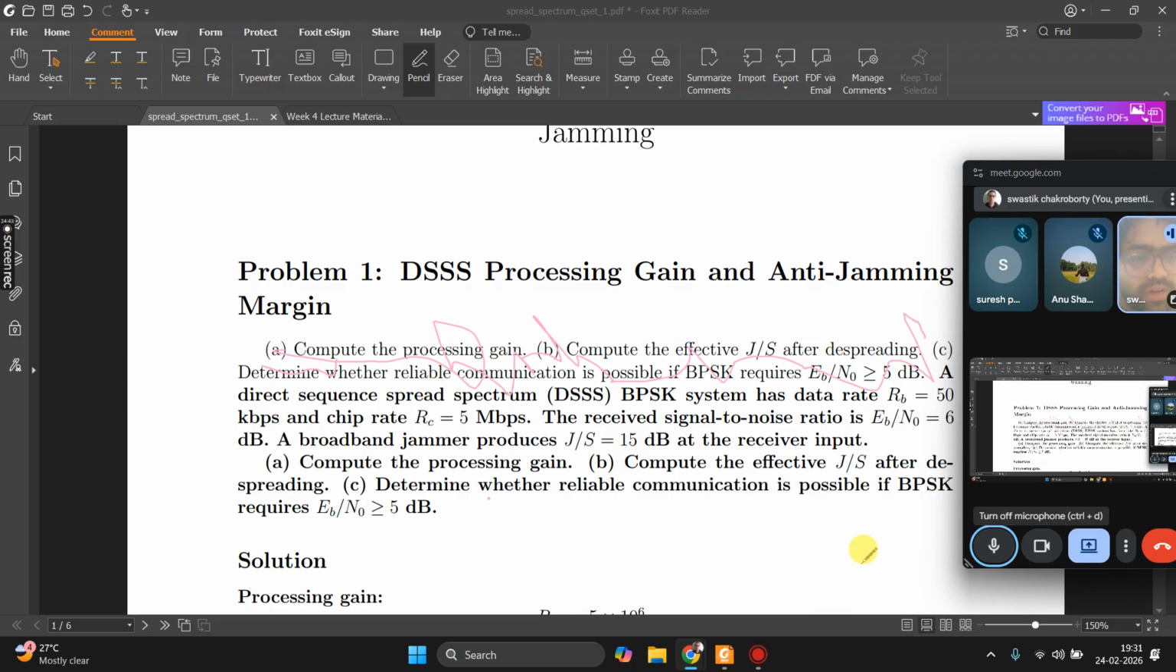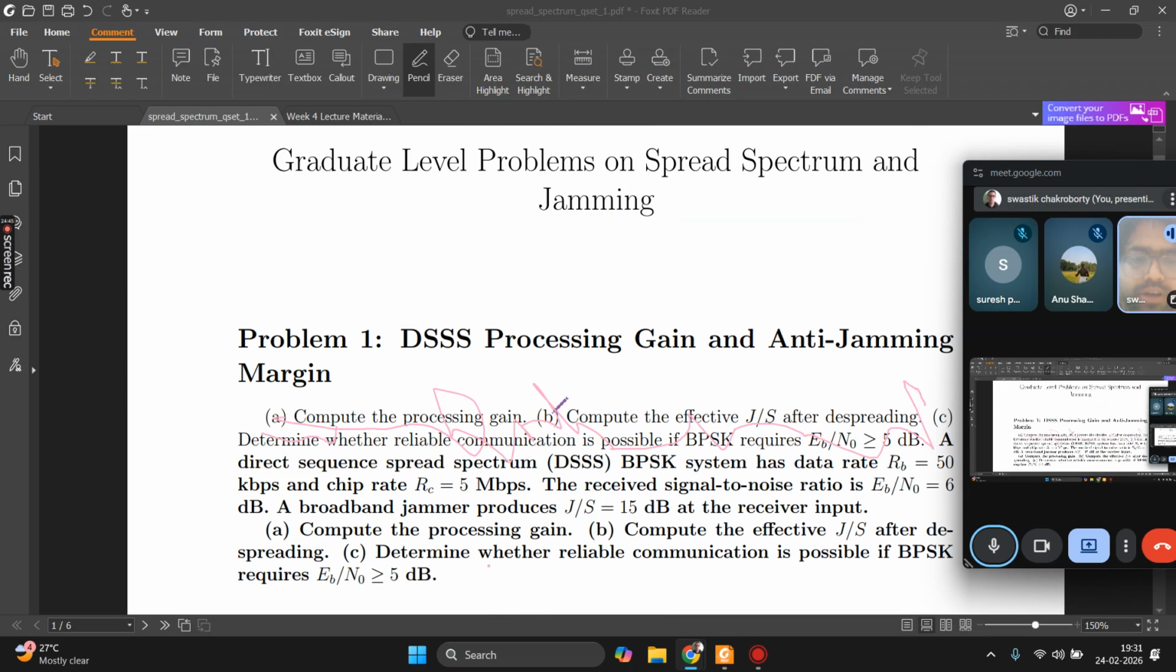Yeah, so let's go to the solution. The first is processing gain. The processing gain is very simple. It's just the chip rate by the data rate.